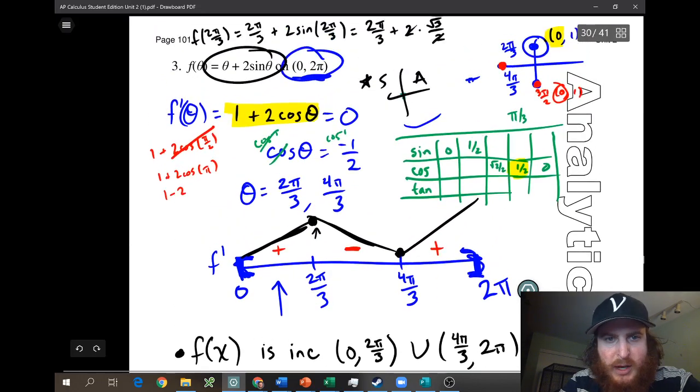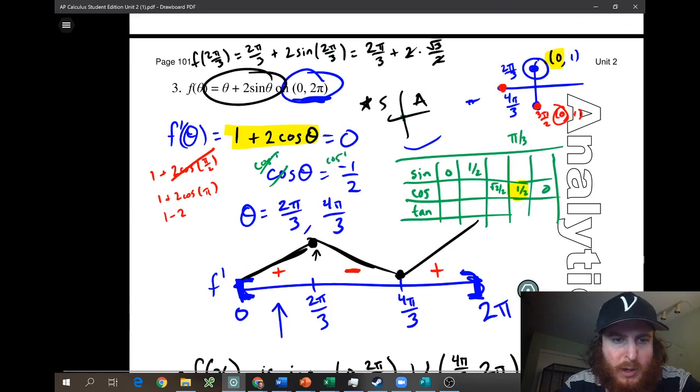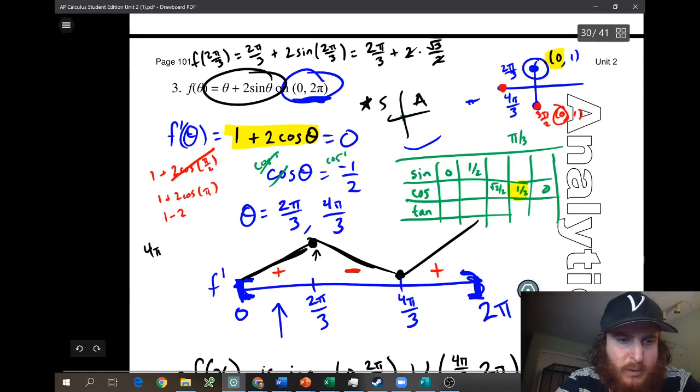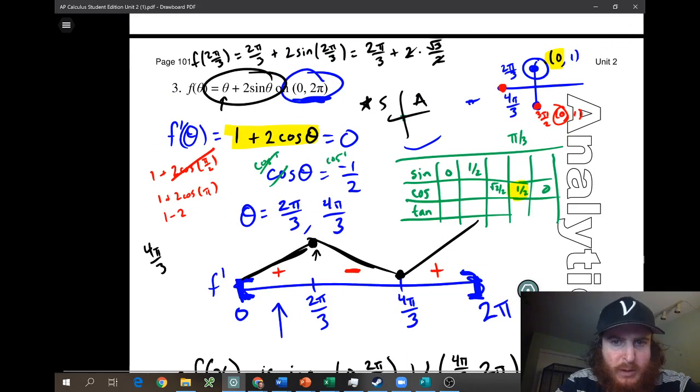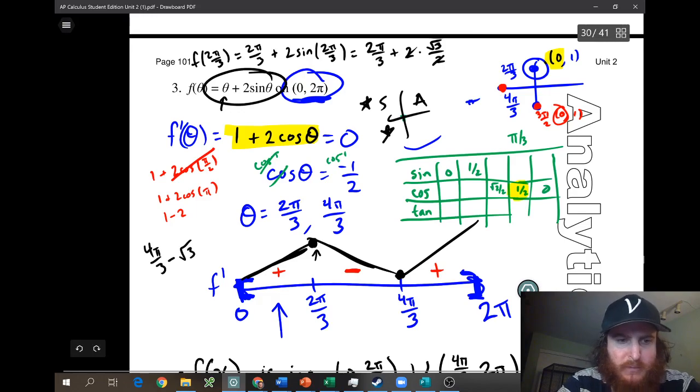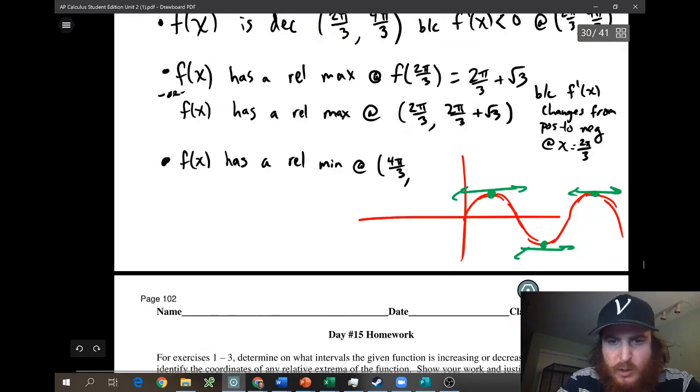And when we plug that in, I'm going to kind of do that one in my head. So 4 pi over 3 is for the theta, and then 2 sine of 4 pi over 3, that's in the negative quadrant, so it's going to be minus 2 times square root of 3 over 2, which is the square root of 3. So we're going to get 4 pi over 3, minus square root of 3. That's going to be our coordinates.